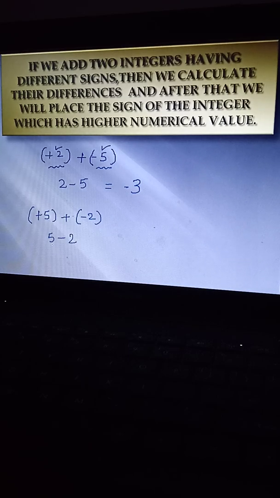In this example also we have one integer as positive and the other as negative, so go for the subtraction. But in this case, you can see that the integer having the higher numerical value, that is 5, has the positive sign here. So +3 will be the answer. You can note down the difference between these two examples. In both examples we have done the subtraction, since the two integers have different signs. But at the end we have to place the sign of the integer which has the higher numerical value.